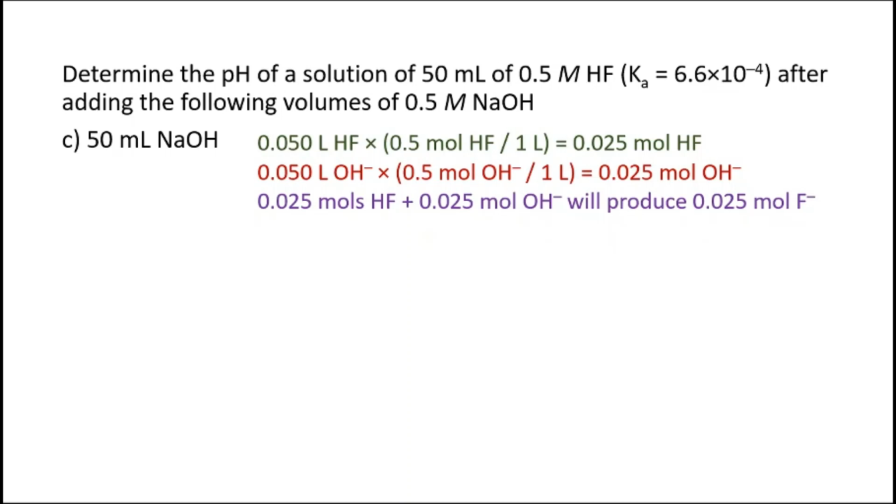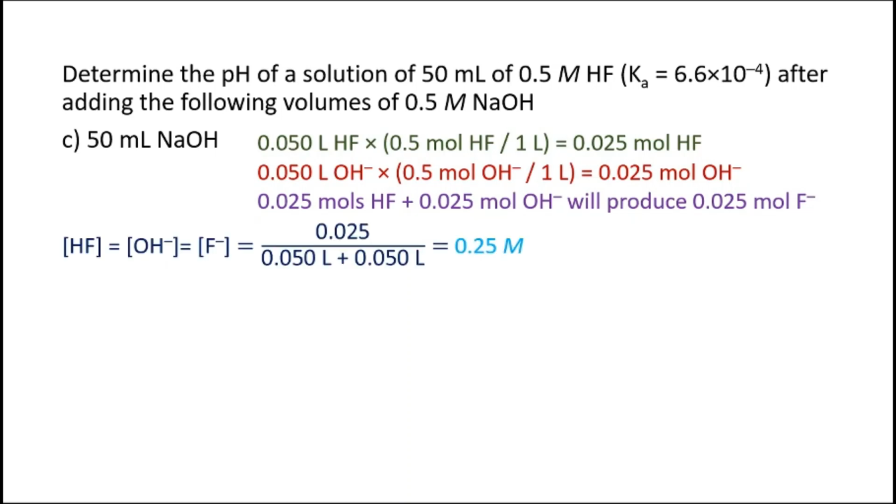And so in order to calculate the concentration, luckily for us in this case, they're all the same exact equation. And so the concentration of HF is equal to the concentration of our hydroxide is equal to the concentration of our F minus, or 0.025 divided by the total volume of our solution to get 0.25 molarity. And so now we know the concentrations of all of these things. In addition to that, we are given Ka.